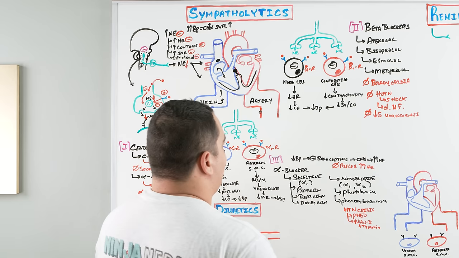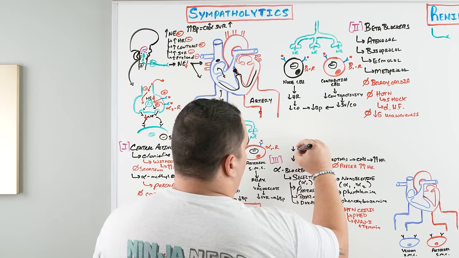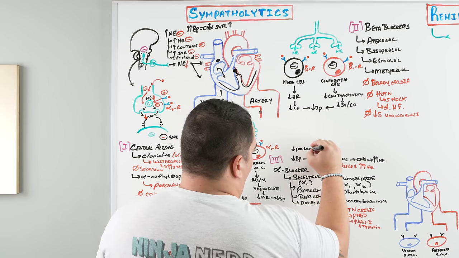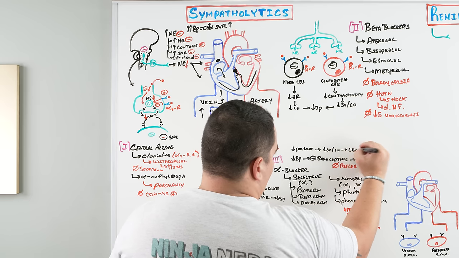When you dilate veins, another thing is that you reduce your preload, okay, when you venodilate. When you reduce preload, you reduce stroke volume, cardiac output, and reduce blood pressure.